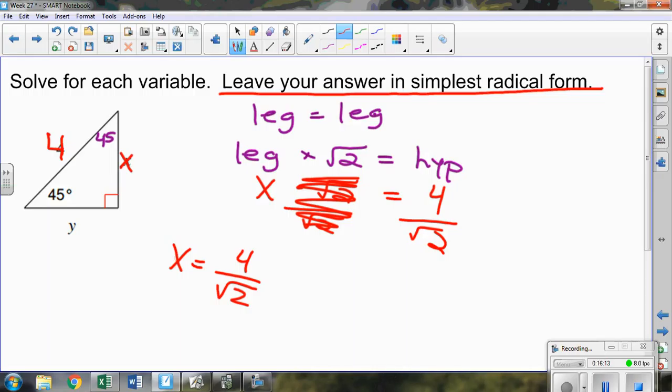If you took 4 divided by the square root of 2 and put it into your calculator, it's going to give us the 2.828 that we had before. But this is not simplest radical form. Simplest radical form does not allow square roots in the denominator. So how do we get rid of a square root in the bottom?